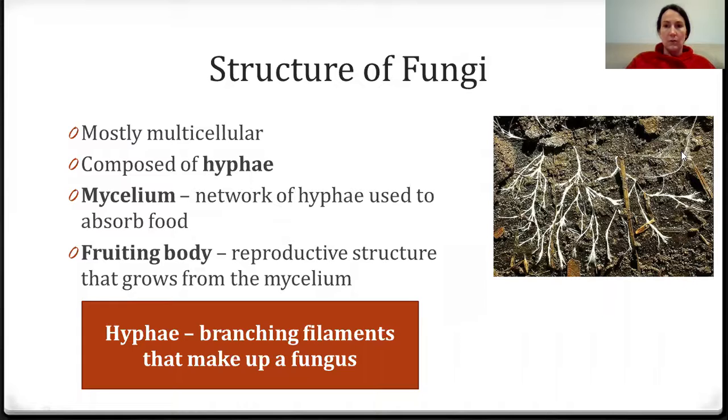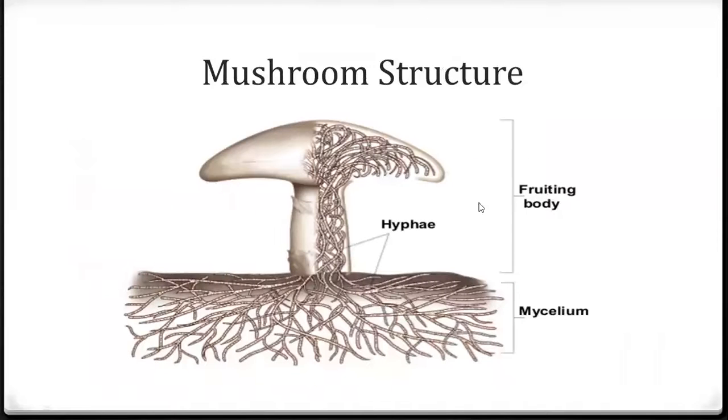In terms of their structure, they're composed of hyphae and mycelium, which is the network of hyphae that's used to absorb food. Hyphae is the branching filaments that make up a fungus. That goes at the bottom of this little section. Fruiting body is the reproductive structure that grows from mycelium. So in your notes, you have a picture of the hyphae. The fruiting body is like the actual mushroom, and then the mycelium is like what's underneath the ground. So the fruiting body, hyphae, mycelium.